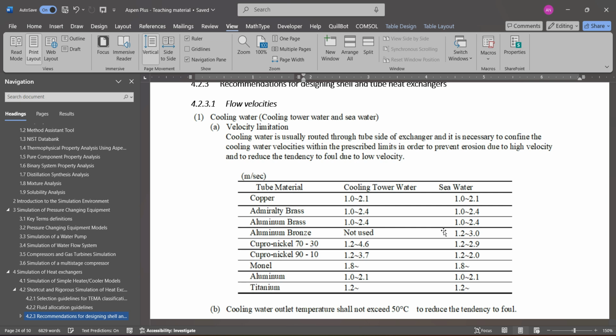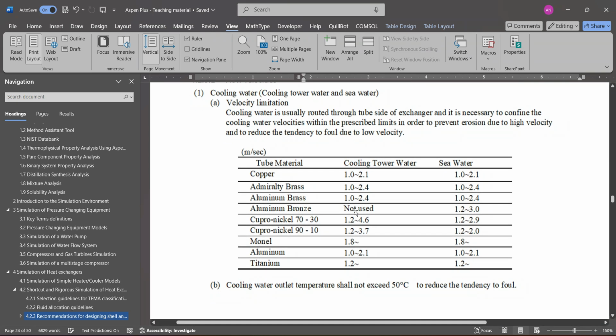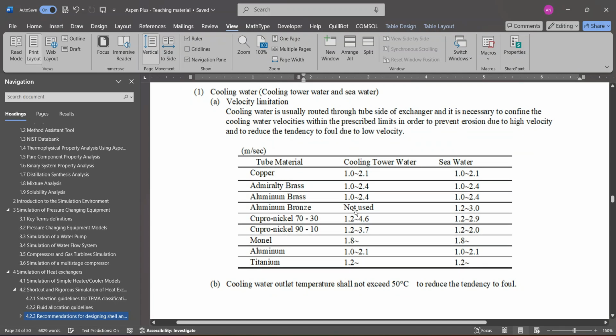So the recommended velocity, if we are talking about cooling water, is roughly in the range of 1 to 2 meters per second. That is the very nominal velocity to deal with. Of course, it also depends on the material, which material can bear what meters per second of fluid velocity as well.